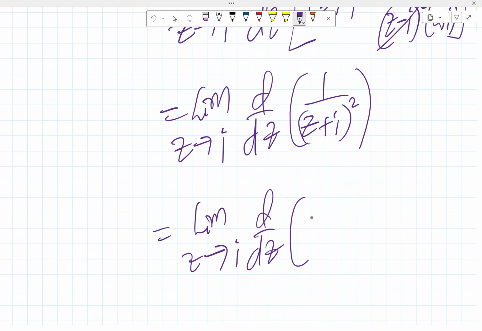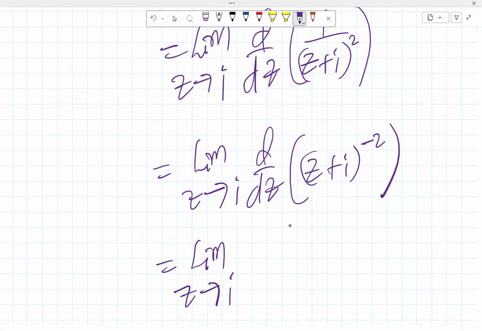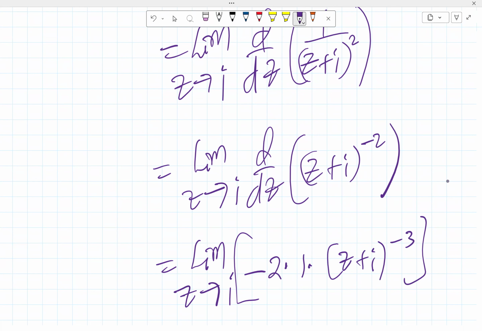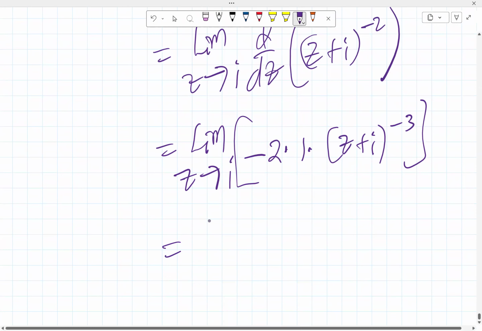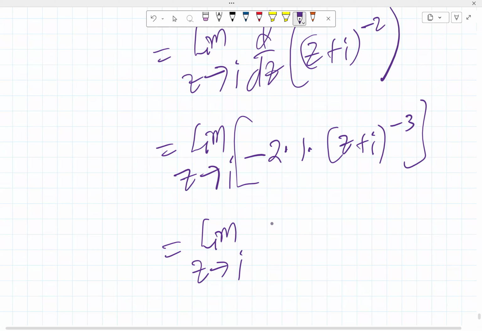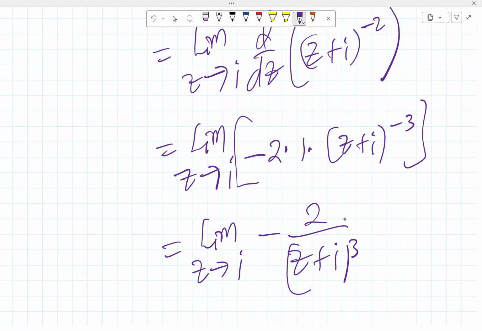So we have limits as z approaches i. To differentiate this, generally speaking, bring down the power, that's minus 2. Then after bringing down the power, differentiate inside, differentiate z, you get 1. Then the original thing, you have z plus i, reduce the power by 1, that's minus 3. So that is us differentiating. So that's limits as z approaches i for minus 2 over (z + i) raised to power 3.